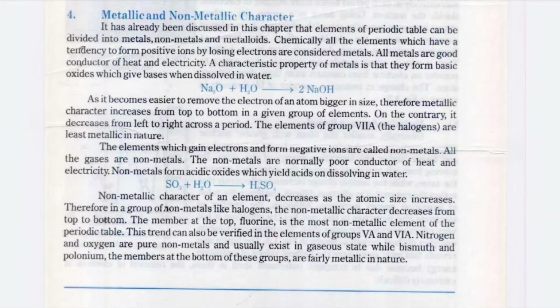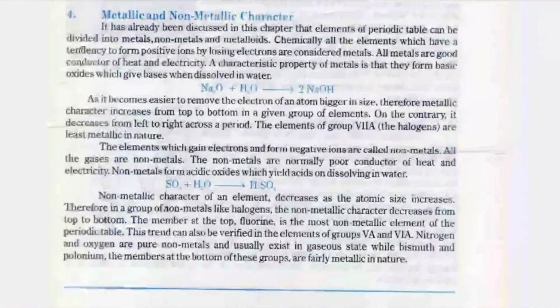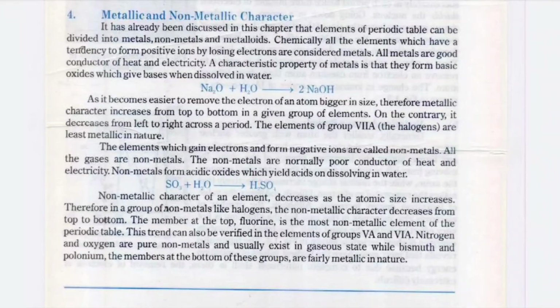On the other hand, the nonmetals are those elements which can gain electrons very easily. As we know, the group 3A elements to the 7A elements are nonmetallic in nature. They are more electronegative, so they have the tendency to gain more electrons.